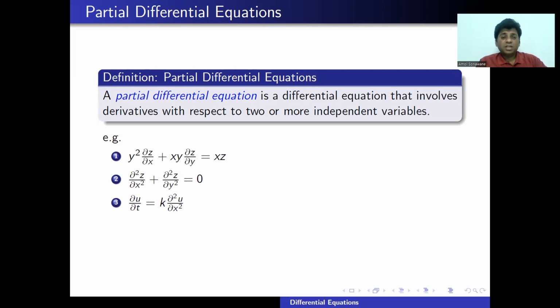Another example, dou u by dou t is equal to k into dou square u by dou x square. Here u is the dependent variable and there are two independent variables t and x. Here k is a constant. Another example, dou square u by dou t square is equal to k into dou square u by dou x square plus dou square u by dou y square. Here u is the dependent variable and there are three independent variables t, x and y. Here k is a constant.